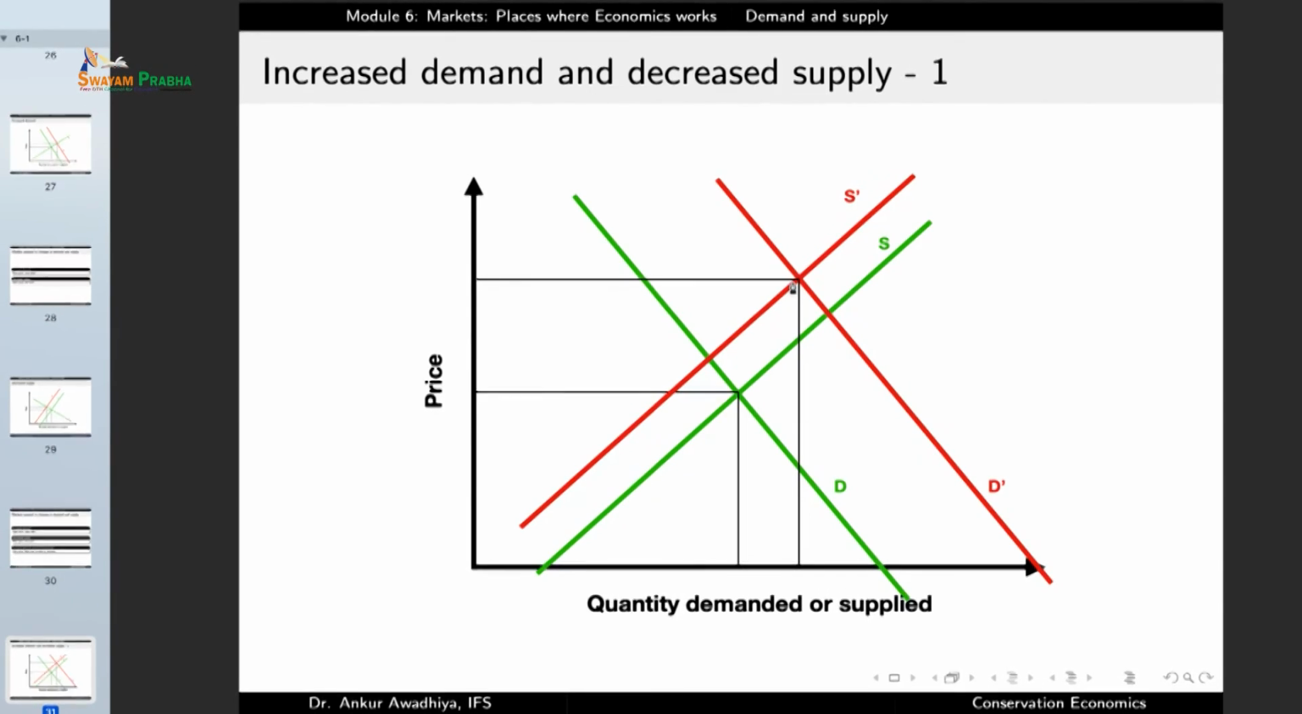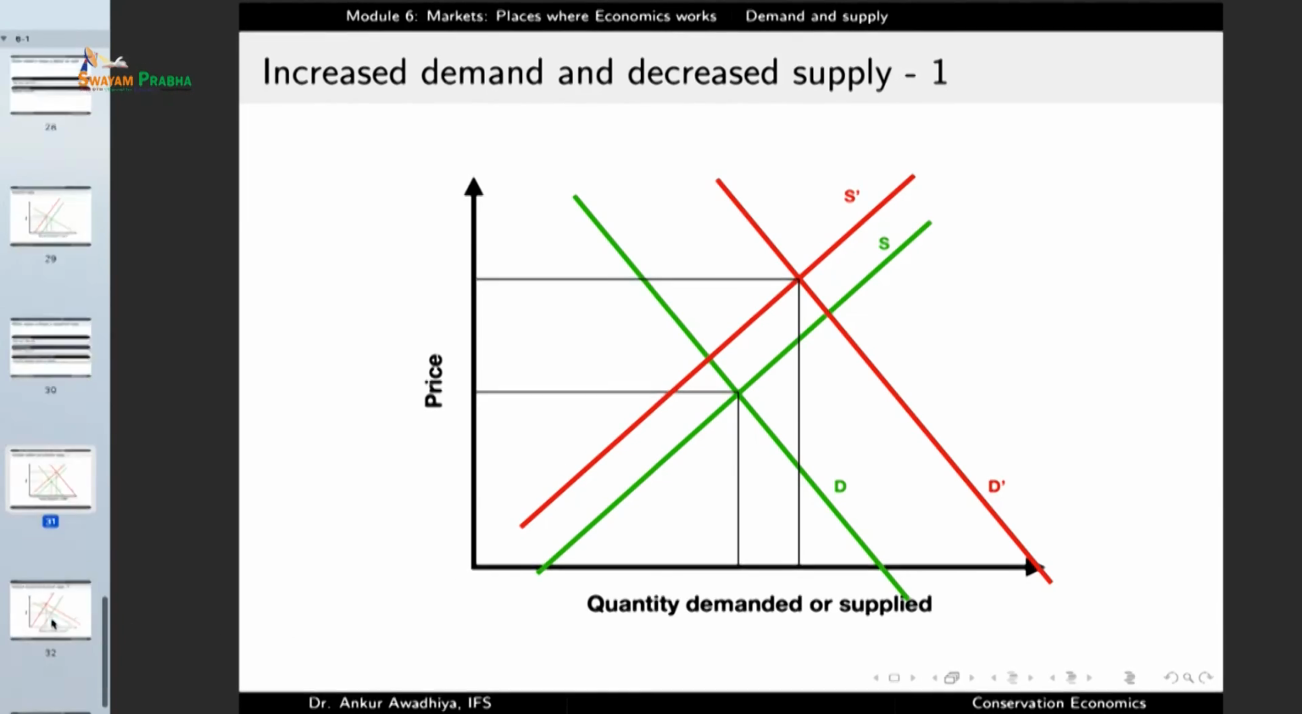Now, in this case, the earlier equilibrium price was this, the new equilibrium price is this. So, as was expected, the price increased. And in this case, the earlier equilibrium quantity demanded or supplied was this, the new quantity is this. So, there is an increase in the quantity that is demanded or supplied.